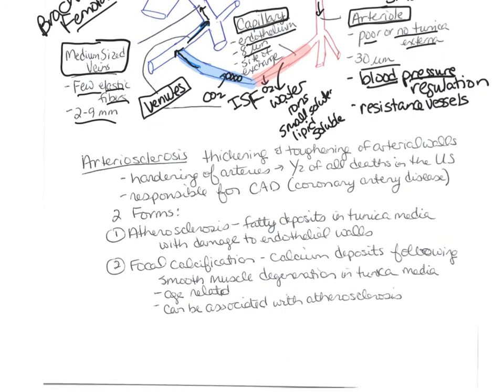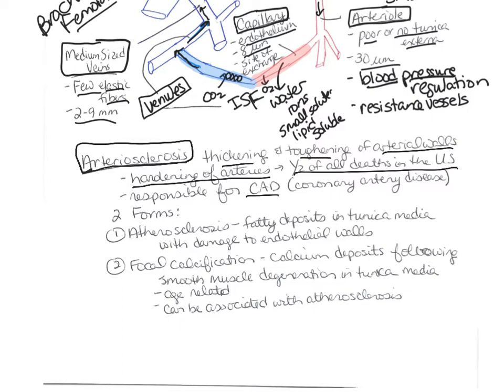All right, let's take a look at this other thing I want to mention. There is a condition that's called arteriosclerosis. Arteriosclerosis is a thickening and a toughening of the arterial walls, so of the arteries. You might hear it called the hardening of the arteries. And half of all deaths in the United States have been attributed to arteriosclerosis. This condition is also responsible for coronary artery disease. And what that means is that those coronary arteries are hardening.